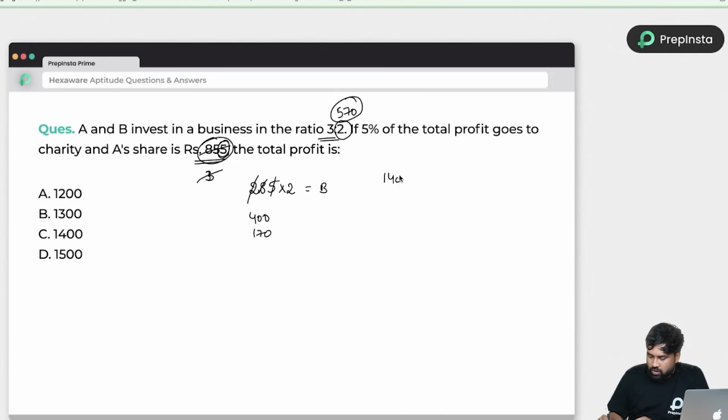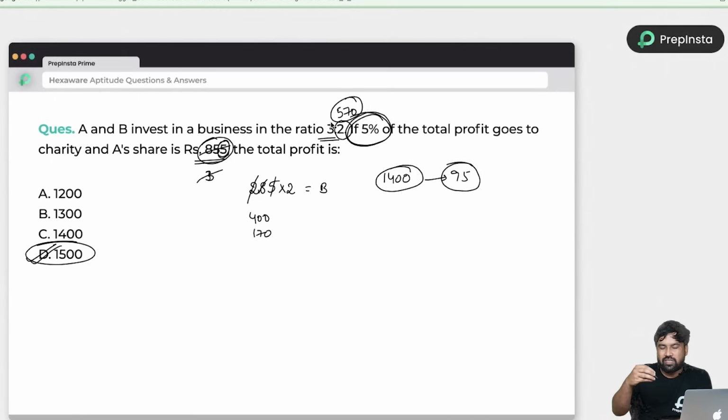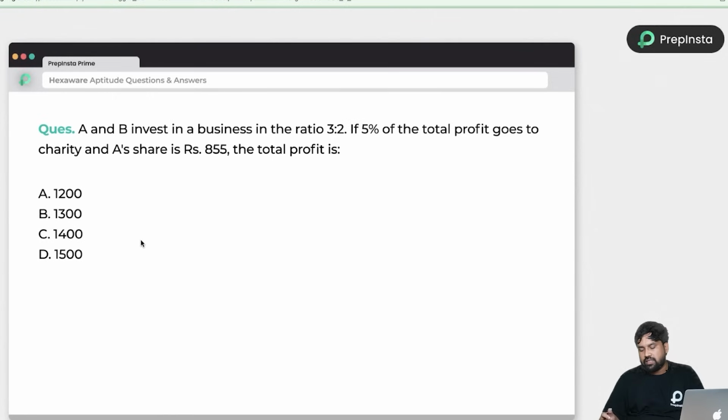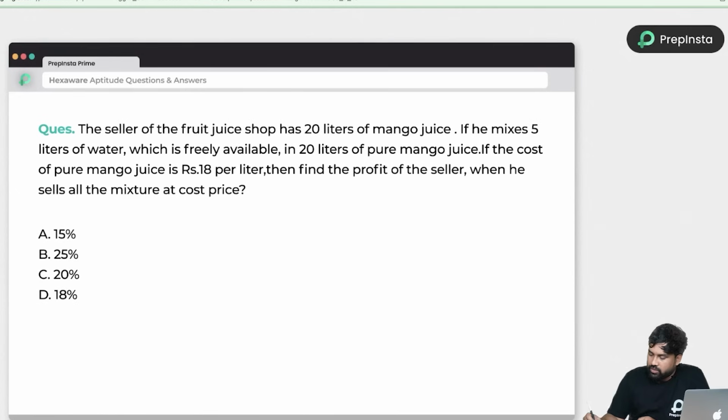The answer will be more than 1400 rupees. Then I will directly choose option D without any hesitation. Why? Because I still got 1400 rupees something and this is only 95%. Why? Because 5% I have given to charity. So in order to calculate 100%, definitely it will be more than 1400 rupees. So by the option elimination method you can do the problems. They are intentionally giving problems like this, so you need to take care of it. This is how you need to do it.